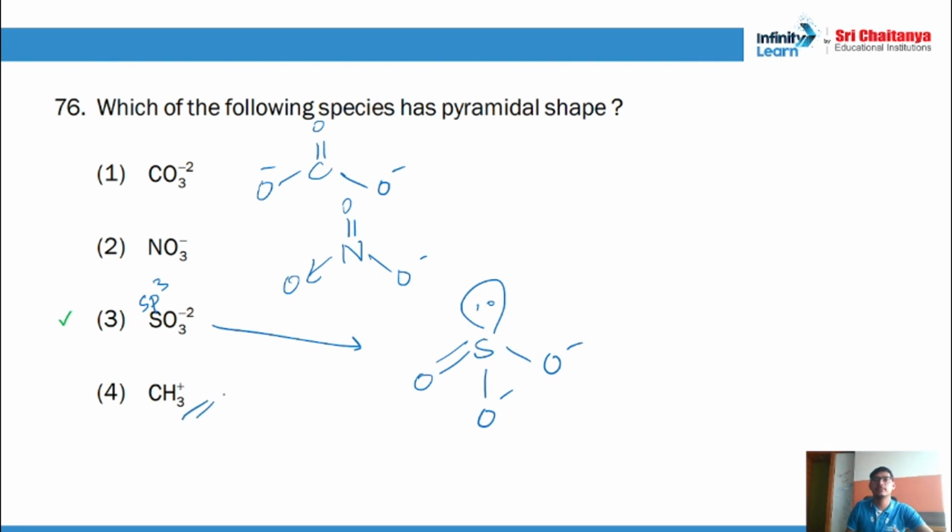If you find out its steric number, it will come out to be 3. So basically, carbocations are planar, with a vacant p orbital. Okay, so this is the correct answer.